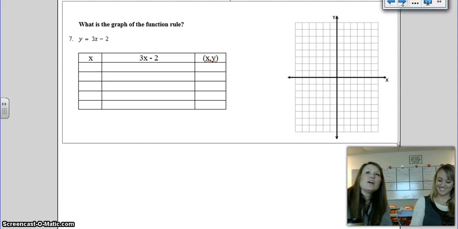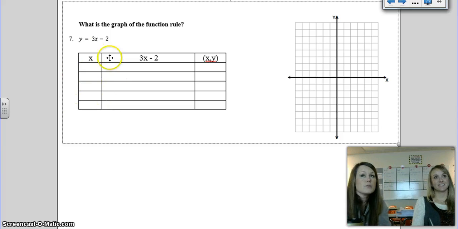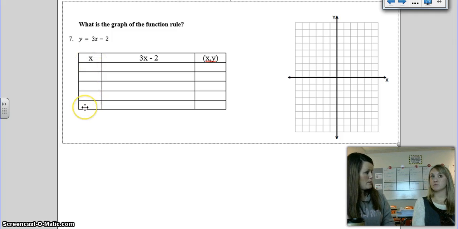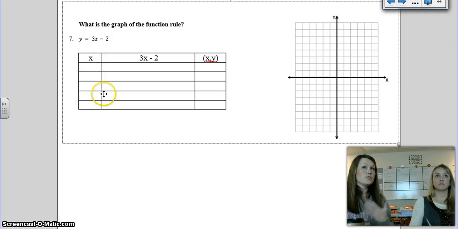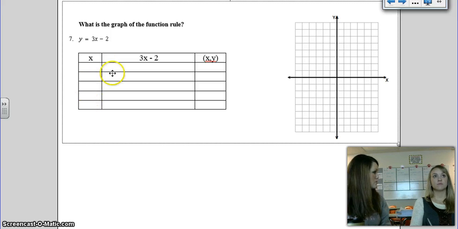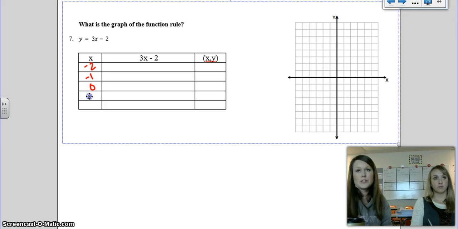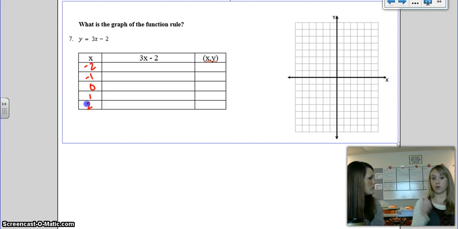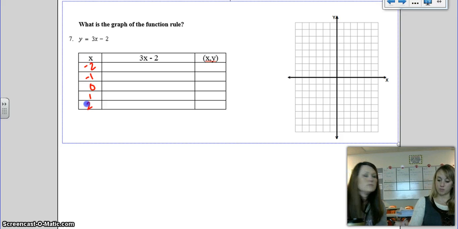Okay, what is the graph of the function rule? So we're going to make a table. We've given you the table here. Now, this is not a real world problem, and I noticed that there's no fractions involved, so I can just use integers: -2, -1, 0, 1, 2. These are the ones we always suggest you use, unless it's the real world, unless they're compatible, which we've talked about several times.